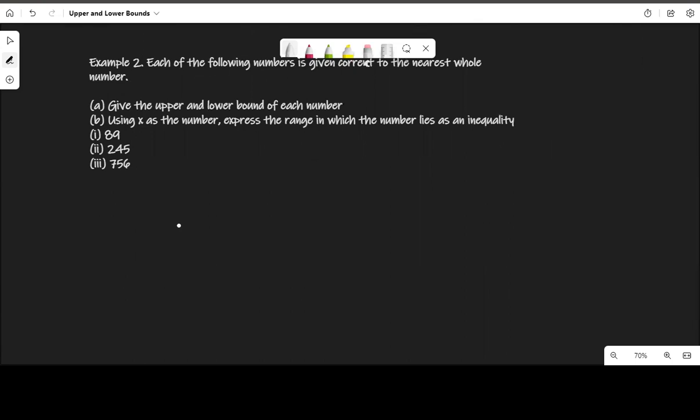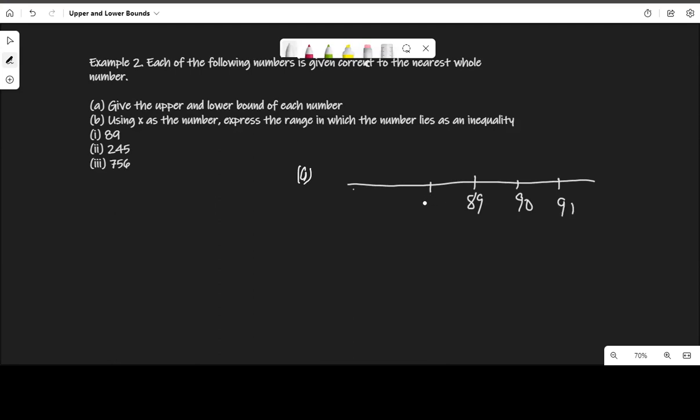Okay, so I'm going to use a number line as usual to determine the upper and the lower bound. For the first one, I have 89 there. So if I have my number line like this, this is my 89 to the nearest whole number. That is the degree of accuracy, so we're working with whole numbers here. The next number to 89 should be 90. The next number should be 91.